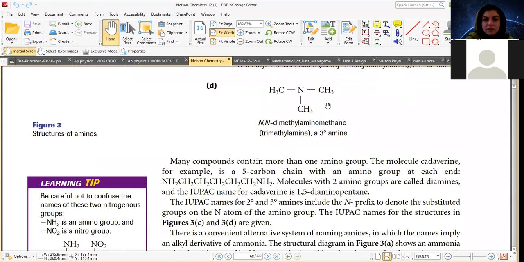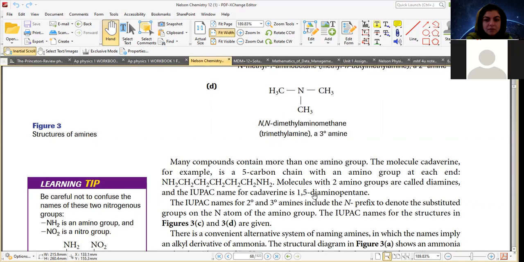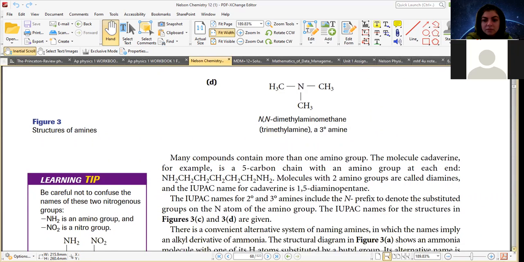Okay, here you choose one of them to be your main chain, like this one. This is your main chain, that's going to be ethane, and these two are going to be branches attached to the N. Because both of them are attached to the nitrogen, you say N,N, the position of them is attaching to nitrogen, dimethyl. Or because the 3 methyls are attached to the N, say trimethylamine. Most of these are acceptable.